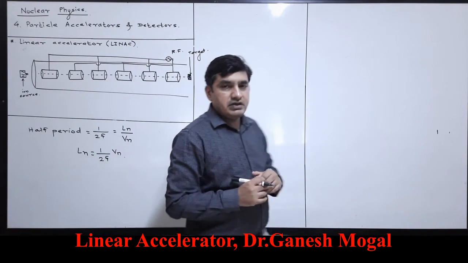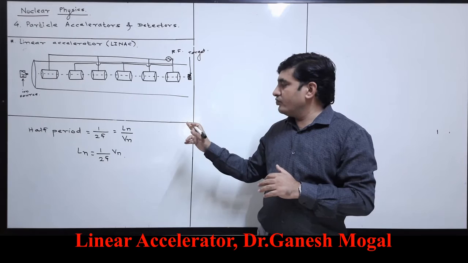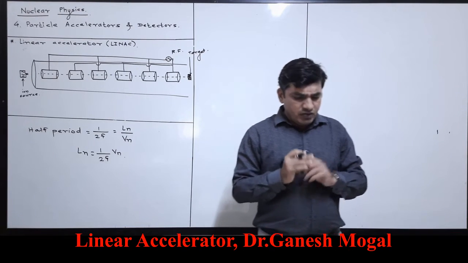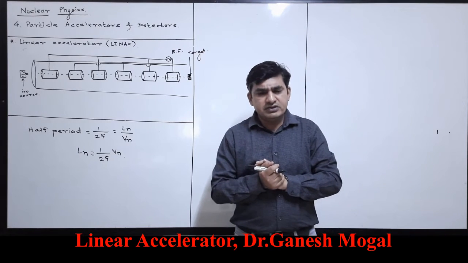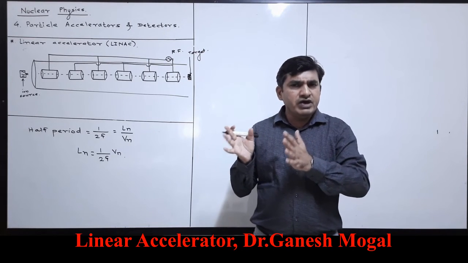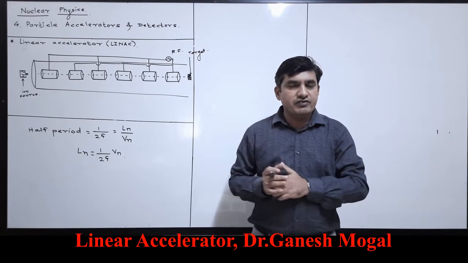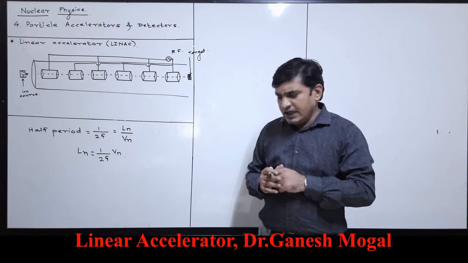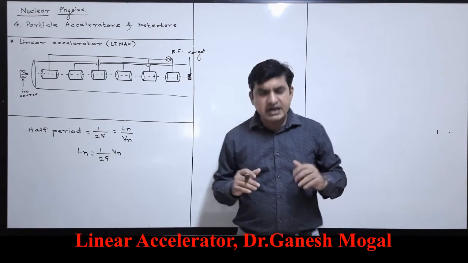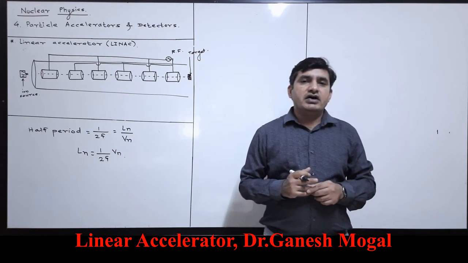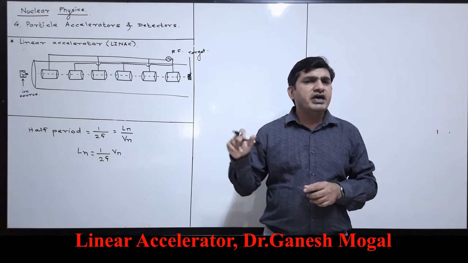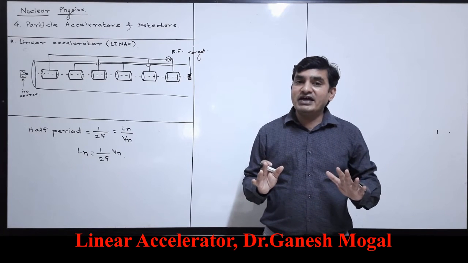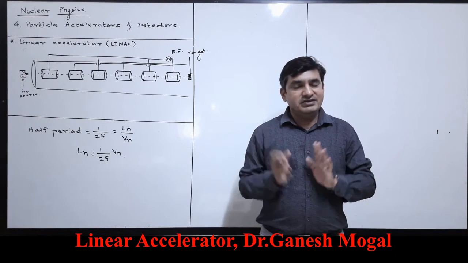Okay, it is ln is equal to 1 upon 2f into Vn. Now we have to find this velocity of a charged particle inside the electrode, and therefore we know that the kinetic energy of a charged particle can be written as half mv square. This can also be written as E into V.